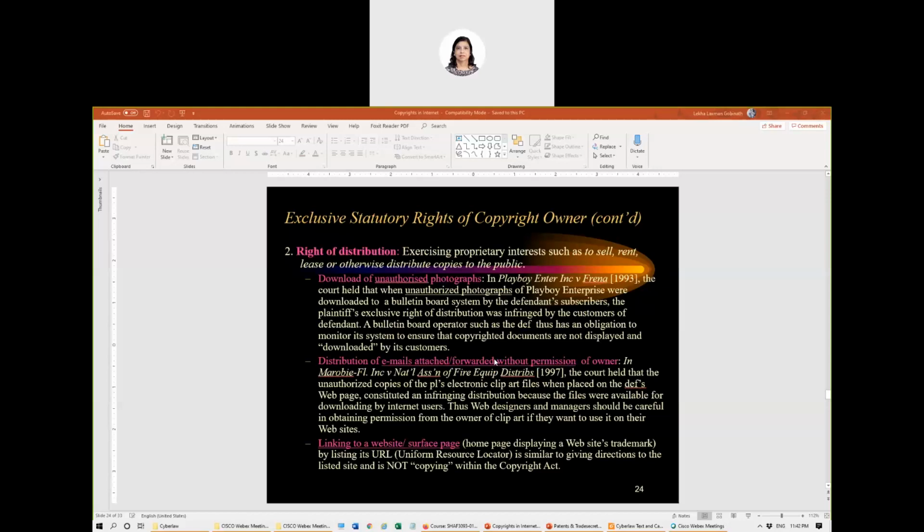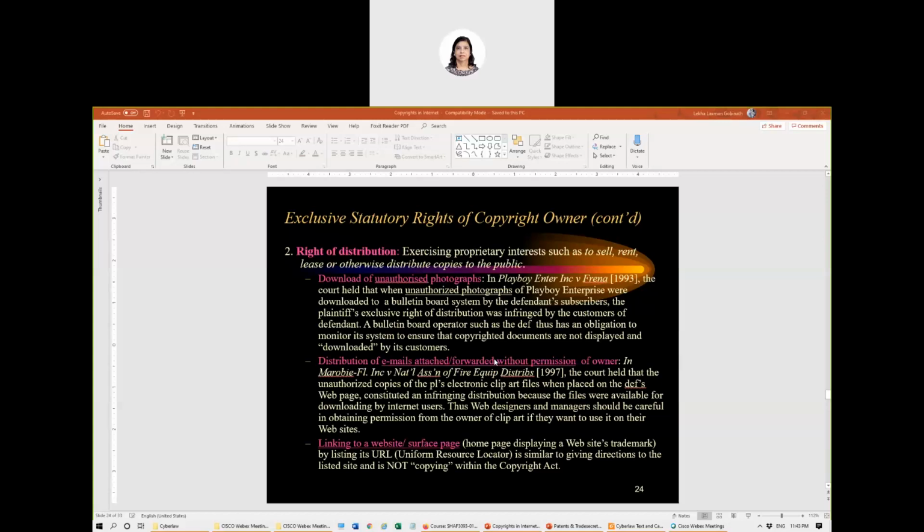All right. Now let's look at the next case, where you distribute emails without permission, or you attach emails and you forward them without permission of the owner, right? So in this case, Marobi Florida Incorporated versus National Association of Fire Equipment Distributors, the court held that the unauthorized copies of the plaintiff's electronic clip art files, when placed in the defendant's web page, constituted infringing distribution, because the files were available for downloading by the internet users, right?